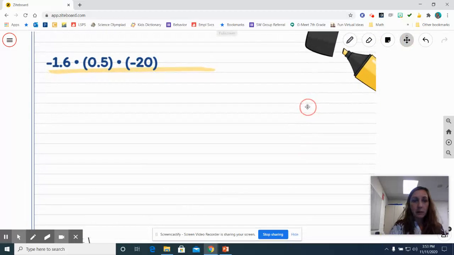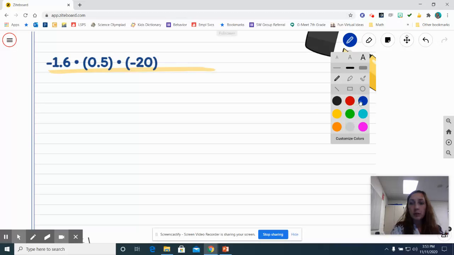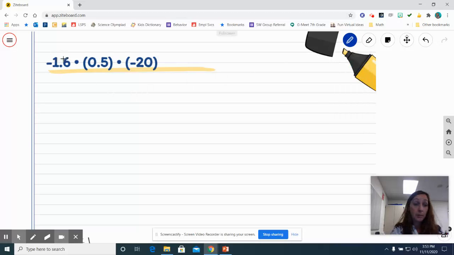And then the last example with multiplication is 3 factors. So we'll start off by multiplying 2 of them. We've got 1 and 6 tenths multiplied by 5 tenths. It may help you to think about 5 tenths as being 1/2. So you're taking half of 1 and 6 tenths. This is actually mental math, but I'll go ahead and do the work so that you can see.